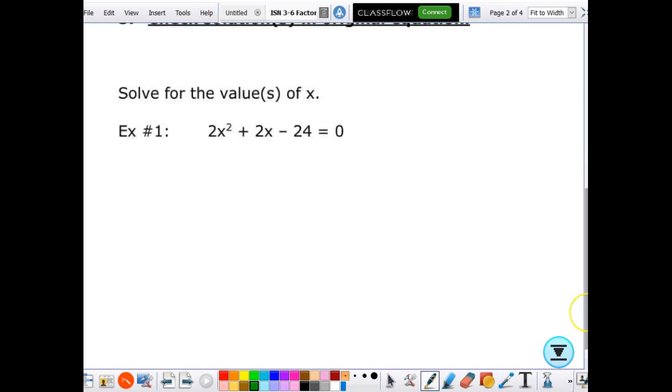So, example 1, my eyes have already gone across this thing and looked. Does it have a GCF? In other words, can they all divide by the same number? Yes, 2 and 2 and 24 are all even numbers. They can all divide by 2. So we're not going to forget our little 2 over here. We've got to always write the GCF out to the side. When you divide, you get x squared plus x minus 12 equals 0.